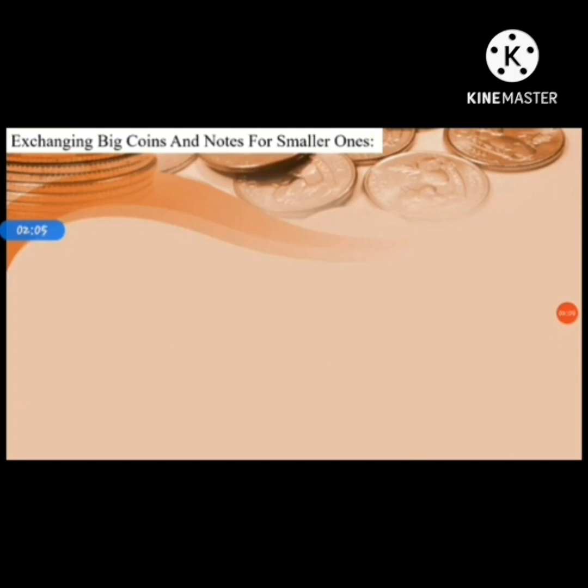Clear? Now, exchanging big coins and notes for smaller ones means that we exchange any big coin or big note for smaller ones. Generally we say, suppose, we want change for a 10 rupee note or a 20 rupee note. These are the words we use for exchanging a big note or coin for smaller coins or notes. Clear?